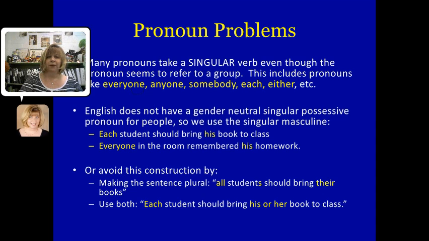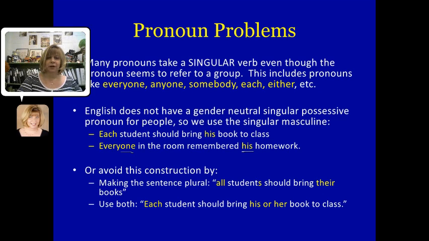Now, English does not have what we call a gender-neutral singular possessive pronoun for people. So in English, we tend to use the singular masculine pronoun. So we say each student should bring his book to class, her book to class, their book to class. Always a little bit of a dilemma. But here's the rule. Student is singular. Each one person is singular. But in English, since we do not have a gender-neutral singular, we just revert to the singular masculine. So each student should bring his book to class. Every single one in the room remembered his homework.